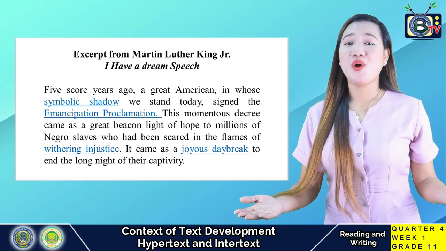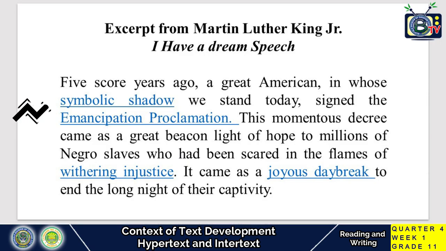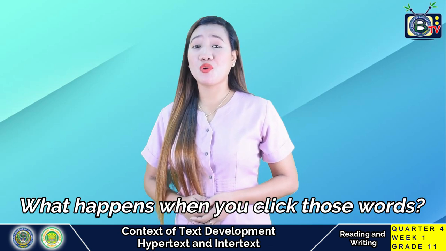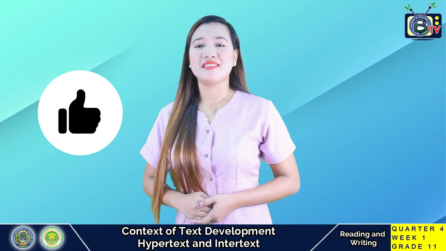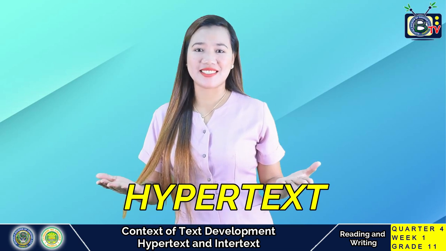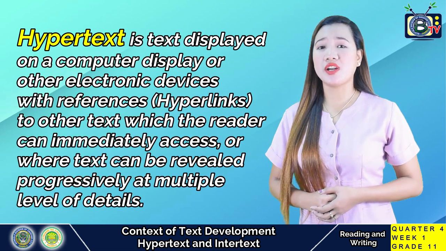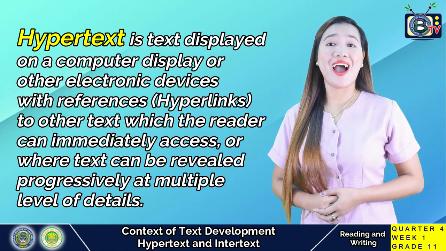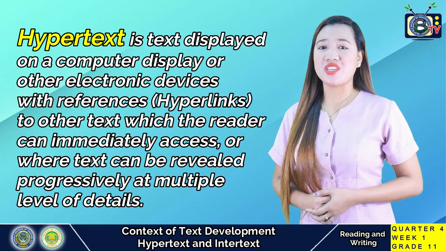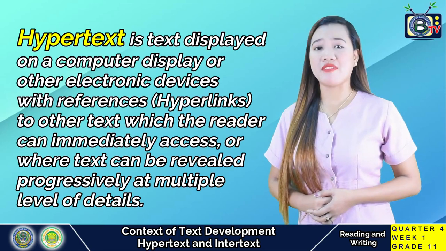Based on the illustration, what are the words with hyperlinks? Correct! They are symbolic shadow, emancipation proclamation, withering injustice, and joyous daybreak. What happens when you click those words? That's right, they will give you information about them. That is what we call hypertext. Hypertext is text displayed on a computer display or other electronic devices with references or hyperlinks to other texts which the reader can immediately access or where text can be revealed progressively at multiple levels of details.